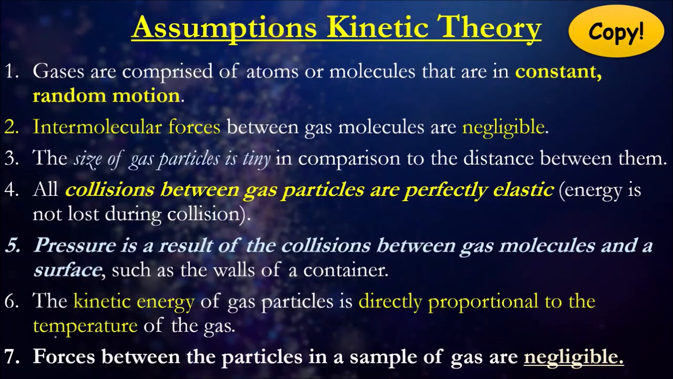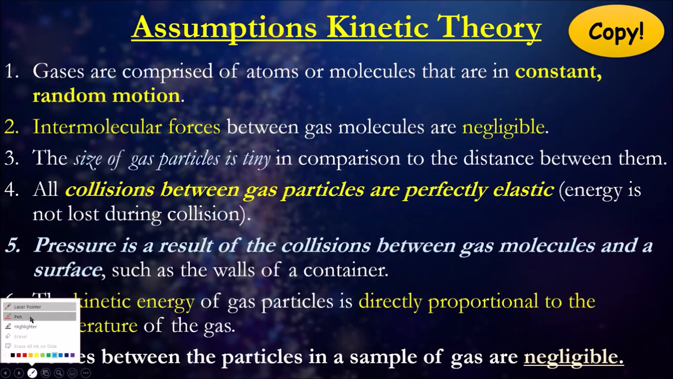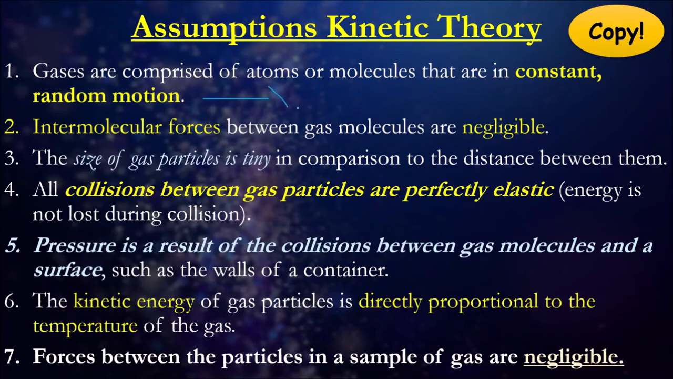I need you to copy this down, but I'll go through what each one stands for. The first assumption is that all gas atoms or molecules are in constant random motion. They're always moving in some random motion. You can't really predict it. They are also moving in a straight line. They go this way, or that way, or down like that. So always straight line, random motion. They don't curve away. That's not how it works.